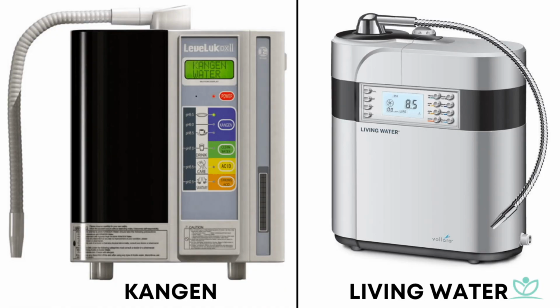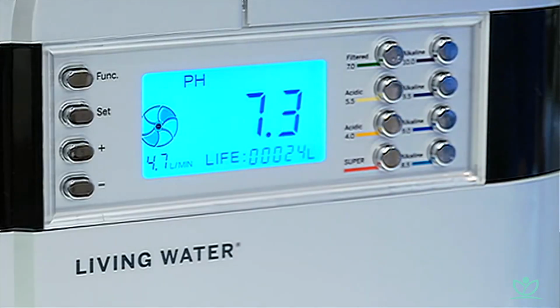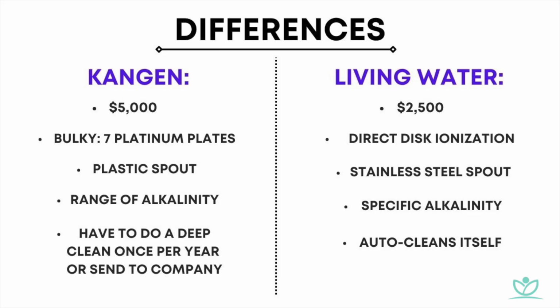Now the next difference is pretty significant in my opinion. What I like about the Living Water machine is that you can be very specific in what pH you want. Meaning, if I want to get a pH of 8.5 or 8.4 or 8.2, I can. All I have to do is play with a few settings and I'll get the exact level that I want to use. Whereas with the Kangen machine, there's only a range. I can't be specific. I can't make 9.3, 9.4. Some people might not care about that difference, but to be honest with you, for me, it makes a big difference.